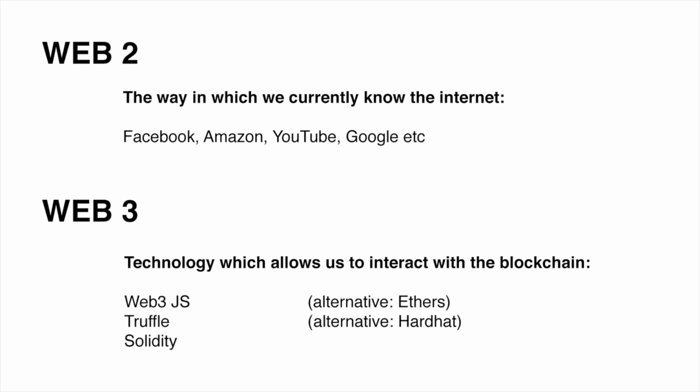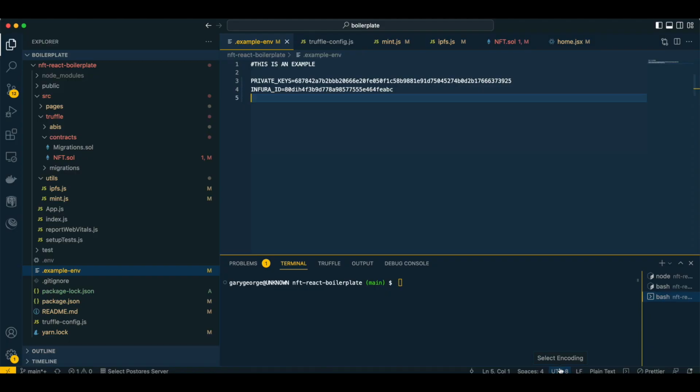It essentially makes our browser a blockchain browser. Solidity is the language that is used to write the smart contracts, and Truffle is used to compile and deploy the smart contracts. There are alternatives to Web3.js and Truffle. An alternative for Web3.js is something called Ethers, which is very popular at the moment, and an alternative for Truffle is something called Hardhat, which is excellent also. But in this, it's Web3.js, Truffle, and Solidity.